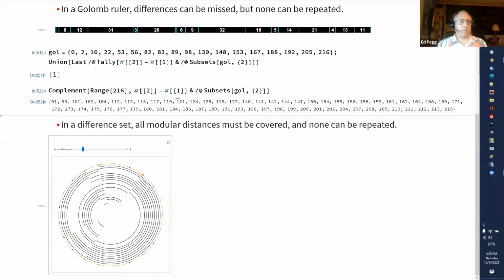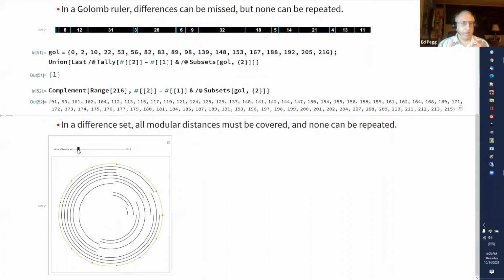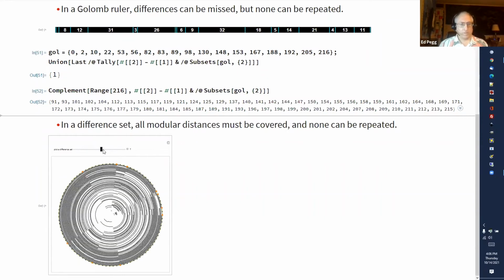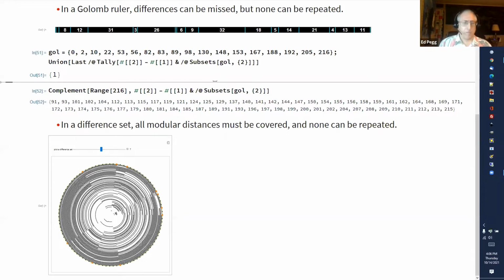And a third related object is a difference set, where you're basically using a modulus, and in that case, all the distances can be different and none of them can be repeated. Basically, it's a one-for-one thing, and difference sets are very useful for extreme graphs of various sorts. So difference sets, Golomb rulers, and sparse rulers are all related. But there's a lot more sparse rulers than anything else.